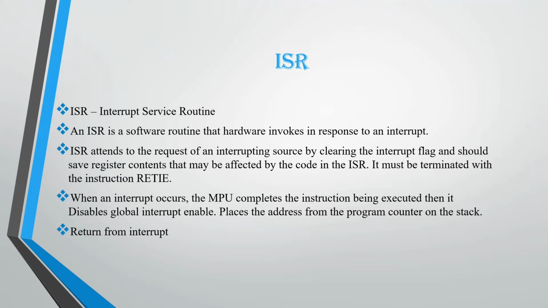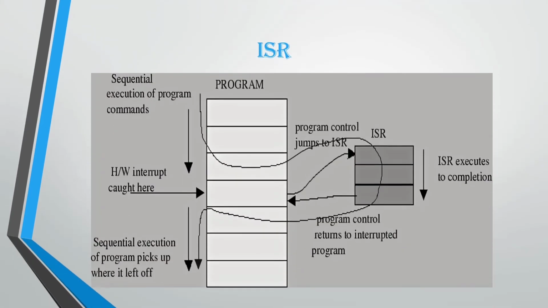When an interrupt occurs, the microcontroller completes the instruction being executed, then disables the global interrupt enable, places the address from the program counter on the stack, and returns from the interrupt. As shown on the slide, the program executes sequentially. When the interrupt is caught, control goes to the interrupt, and after completion of the interrupt, control comes back to the interrupted program and executes sequentially from there.